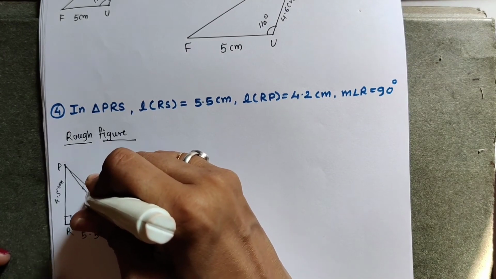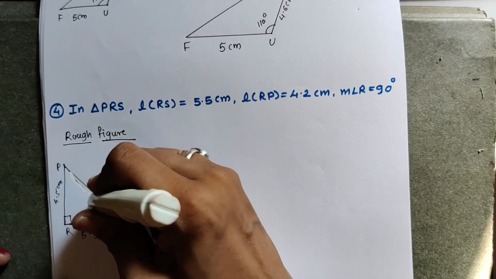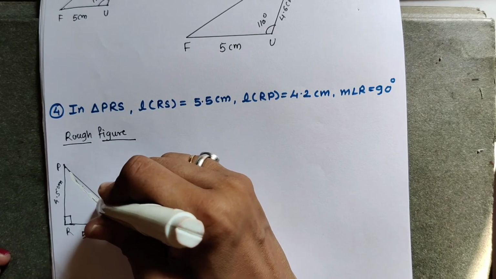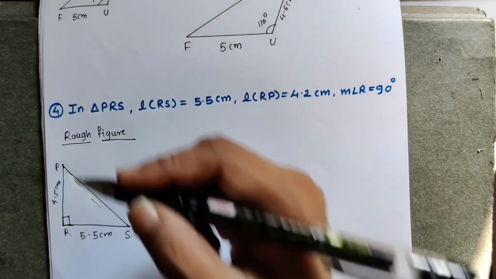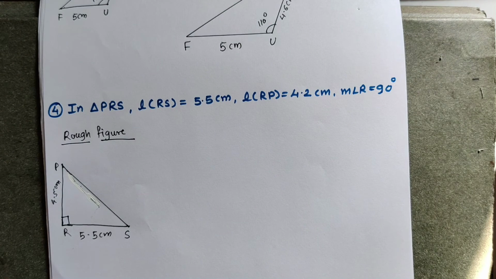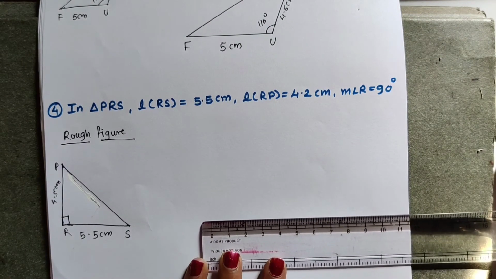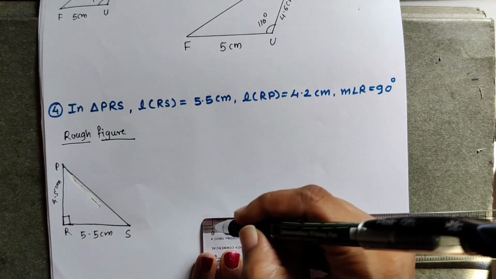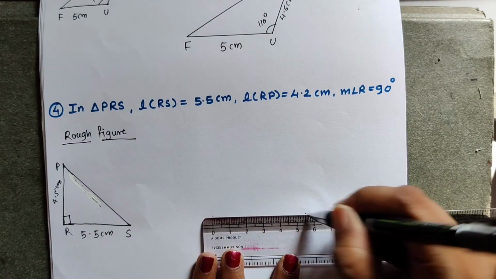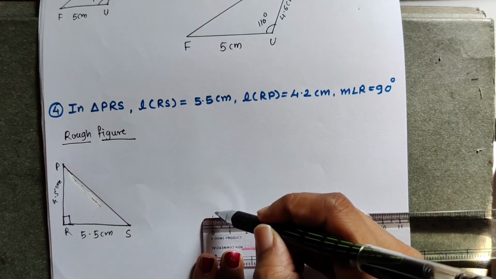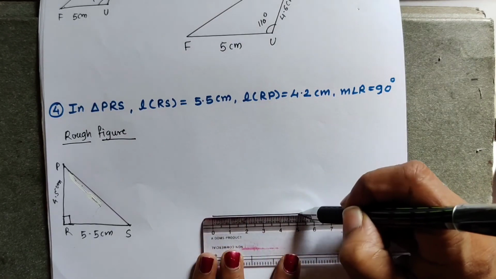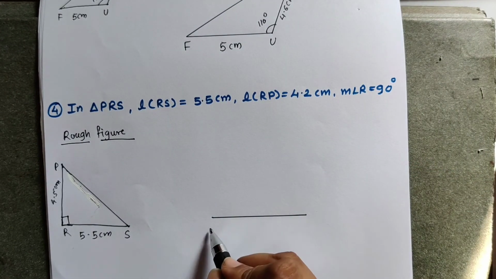I have to use my whitener because I am using the pen to draw the diagrams, and you all know you all have to draw the diagrams with pencil only. You should not use pen at all for drawing the construction. Now let us see. First draw the base side RS, which is 5.5 centimeter. So 0 to 5.5. Between 5 and 6 the midpoint is 5.5. So draw the segment of 5.5 centimeter as the base side.